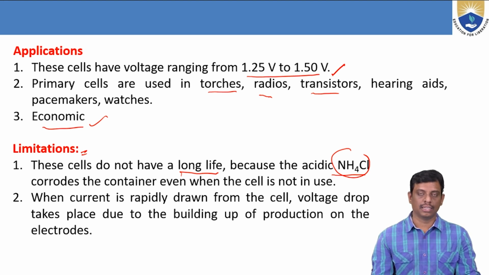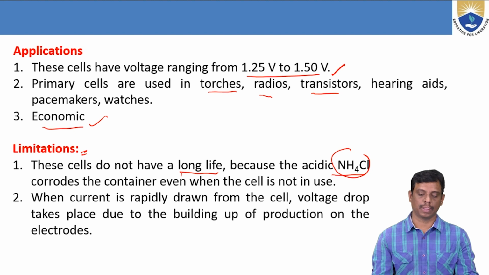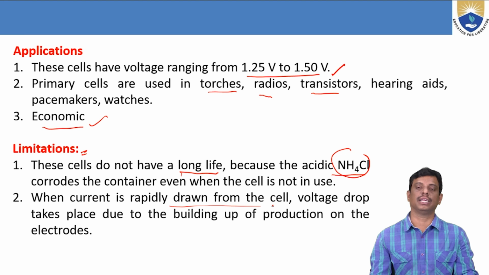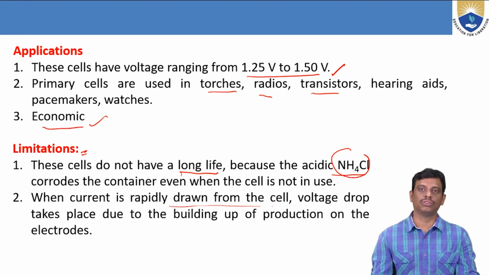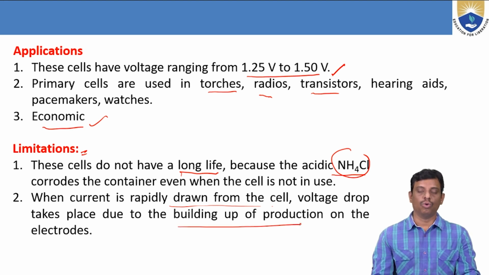So that's the reason the battery does not have a long life. And when current is rapidly drawn from the cell, the voltage suddenly drops due to the build-up of products on the electrodes. Voltage drop takes place due to the build-up of products on the electrodes. These are the limitations of primary batteries.